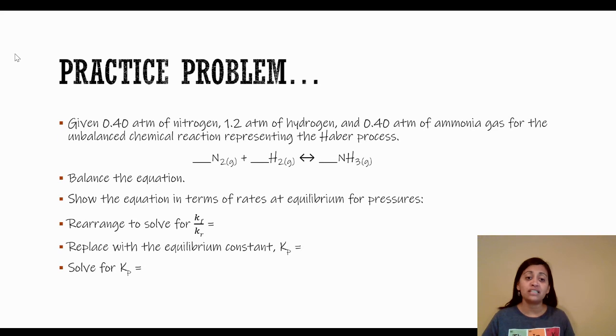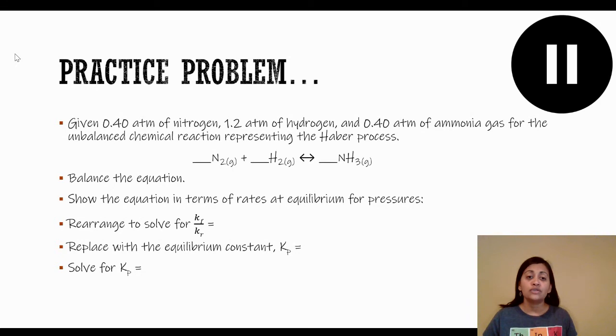So I'm going to have you balance the equation, show the equation in terms of rates at equilibrium for the different pressures, rearrange the equation to solve for the rate constant of the forward reaction over the rate constant of the reverse reaction, then replace the rate constants with the equilibrium constant, Kp, and then solve for Kp. It seems a bit tough right now, but let's go through it. So I'm going to have you pause first just to make sure you get this information down.